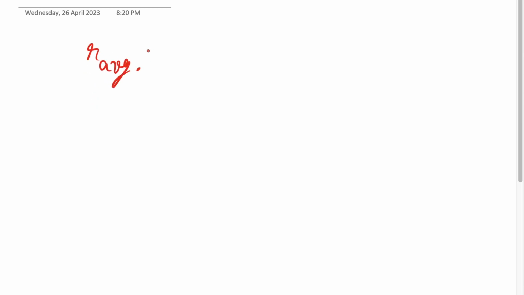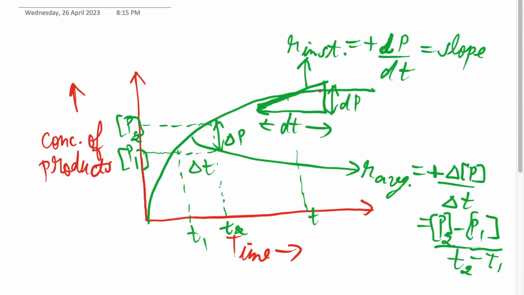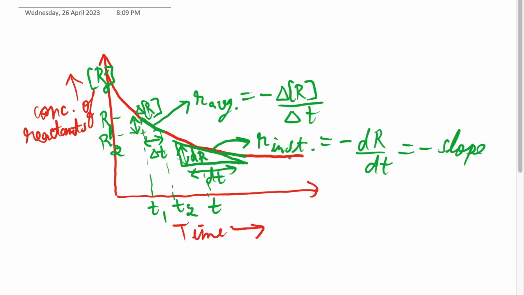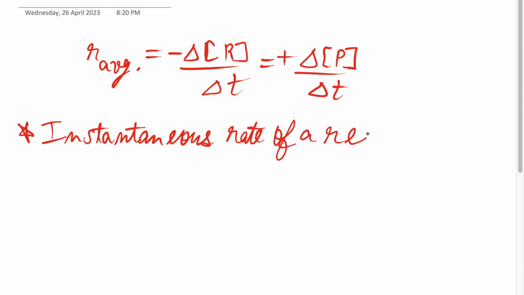So our average rate of reaction is minus delta R by delta T, as we have seen, and it's also equal to plus delta P by delta T. We have seen the instantaneous rate of a reaction in these graphs. Now what is the instantaneous rate of a reaction?